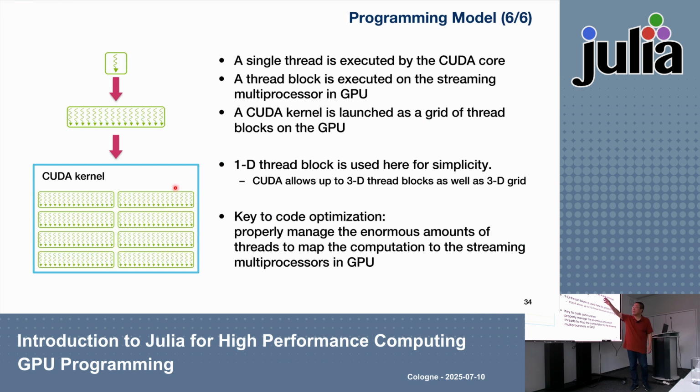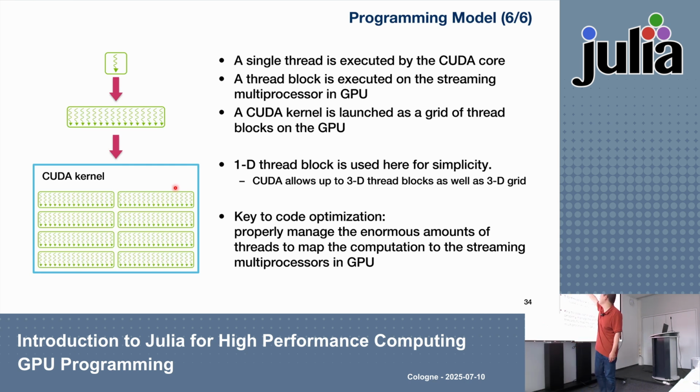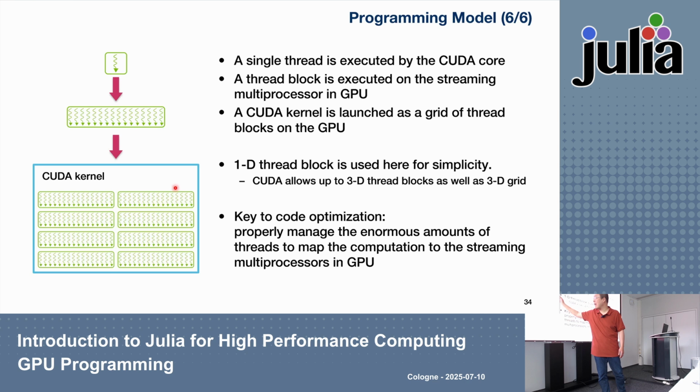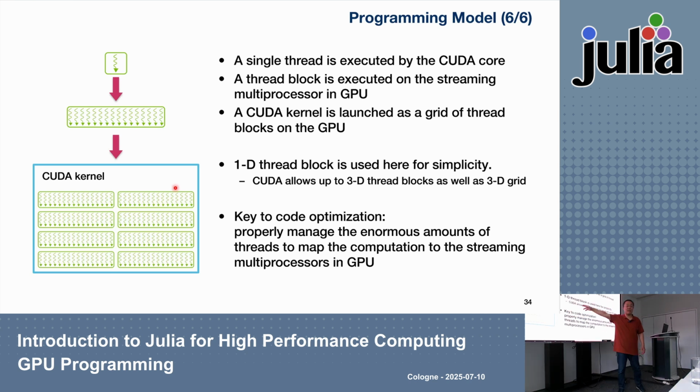So let's look at the hierarchy. You have one single CUDA thread, and this thread will be mapped to one single CUDA core. And then this thread block will be mapped to the so-called streaming multiprocessor. And the CUDA kernel, which contains not 8 thread blocks, but millions of thread blocks, is mapped to the entire GPU. This is a very oversimplified drawing.